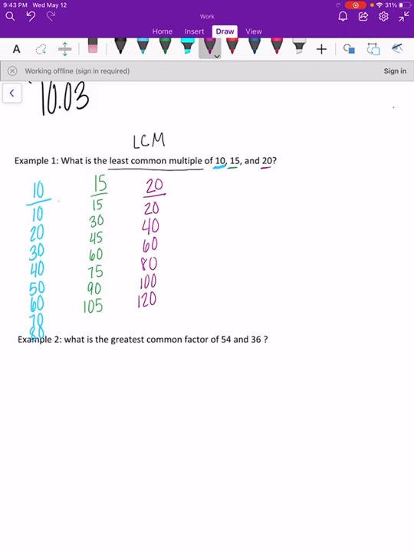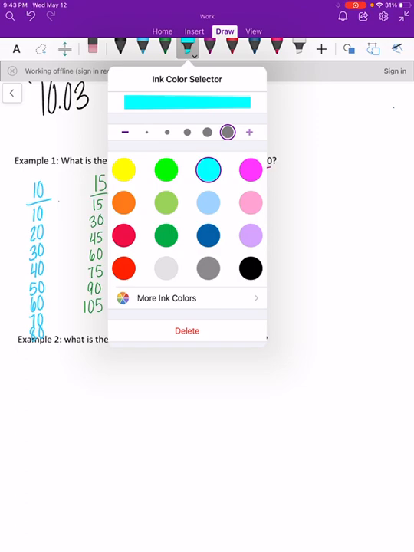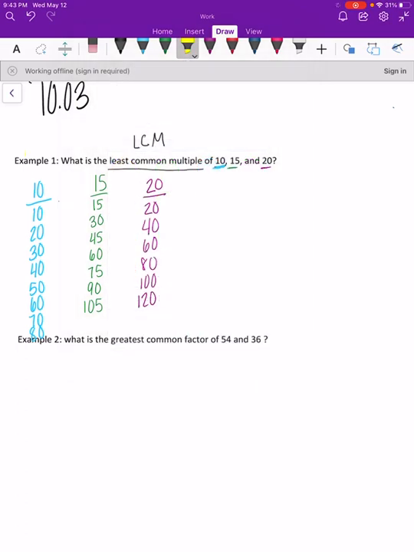So what is the smallest multiple that they all have in common? Let's see, I'll get my yellow highlighter out here. Well, I see this one has a 20 and this row has a 20, but all three rows, or all three columns, need a 20. So it's not 20. All right, I see a 30 here and a 30 here, but 20 does not have a 30, so it's not that.